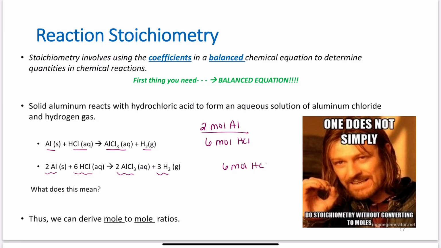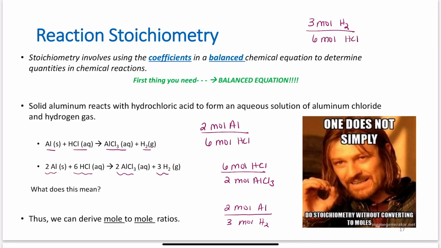I could take 6 moles of HCl for every 2 moles AlCl3. It requires 6 moles of HCl to be reacted in order to produce 2 moles of AlCl3. I could say 2 moles of Al for every 3 moles of H2. In this reaction, in order to produce 3 moles of hydrogen gas, I need to react 2 moles of aluminum. I can say 3 moles of H2 over 6 moles HCl.